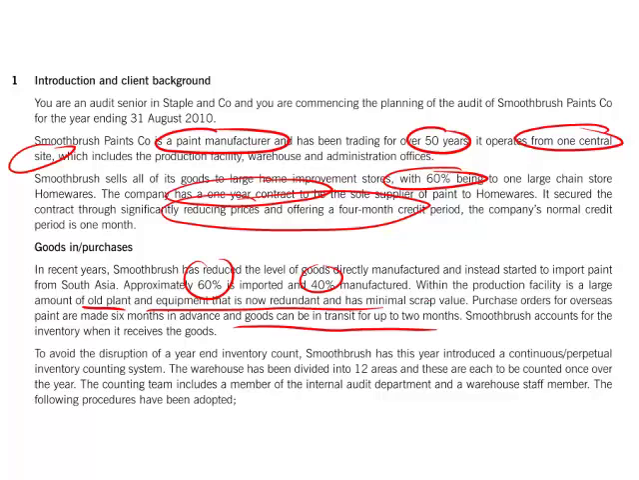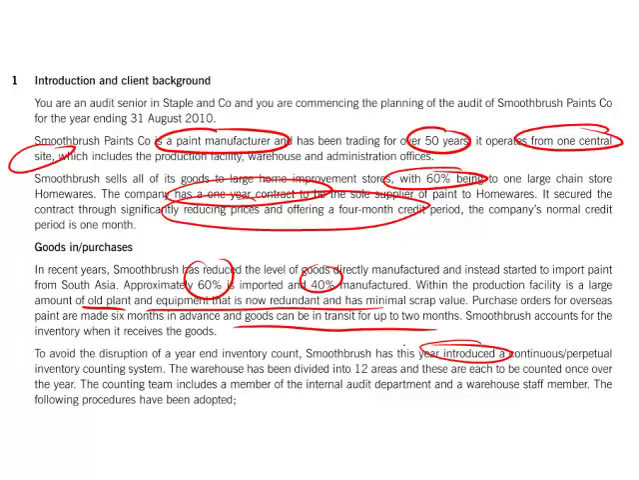To avoid disruption of a year-end inventory count, Smoothbrush has this year introduced, and always when something new is introduced, there's a risk that it goes wrong initially. People are learning how to deal with it. It's the first time we would have audited such a system in this company. And this continuous or perpetual inventory counting system may not operate very well.